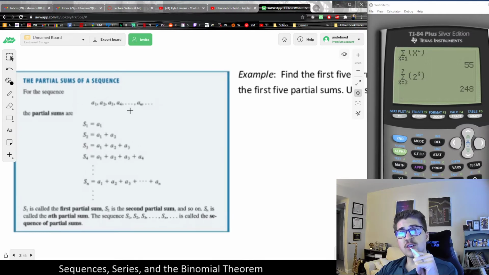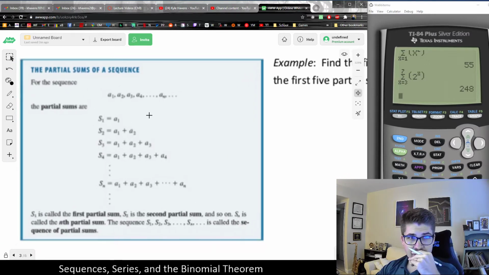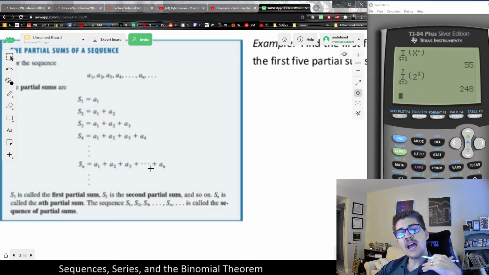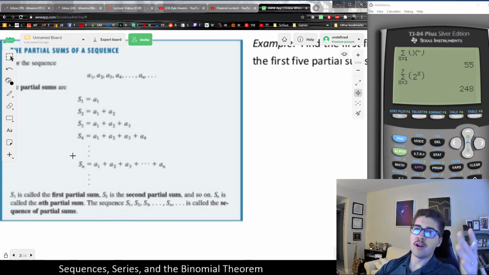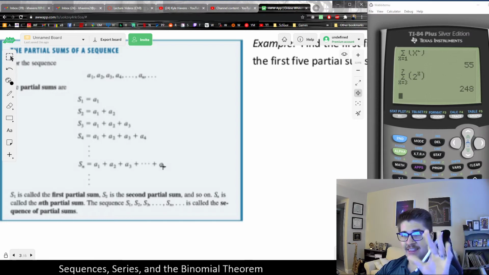And so, just to define the partial sums, and sorry that this diagram is a little bit blurry, but it says for the sequence A1, A2, A3, A4, and so on, the partial sums are defined to be S1 is the sum of the first term. S2 is the sum of the first 2 terms, S3, the sum of the first 3 terms, and so on. Basically, S sub n always represents the sum of the first n terms. And we refer to these as the first, second, third partial sums, and so on, where the generic S sub n is the nth partial sum.